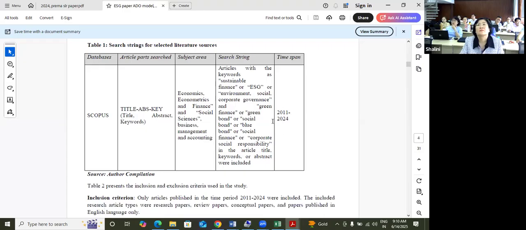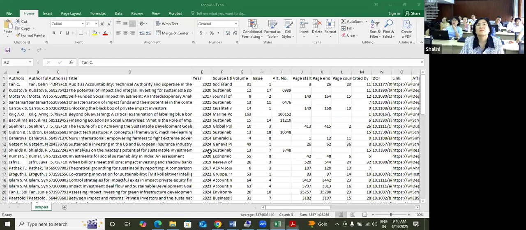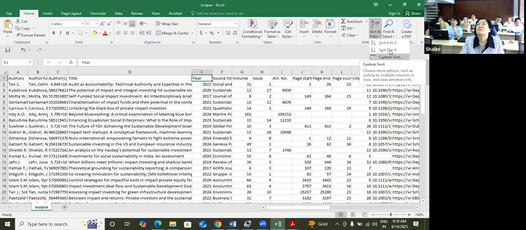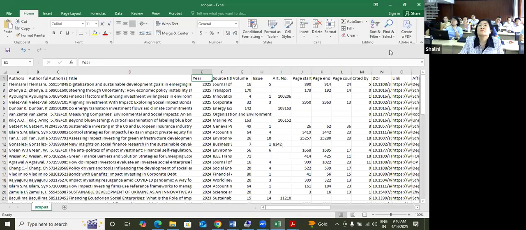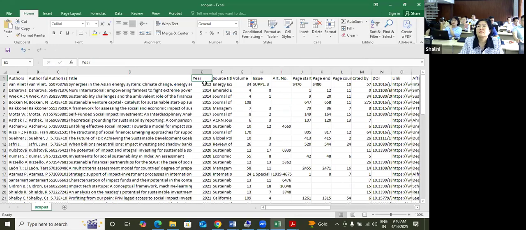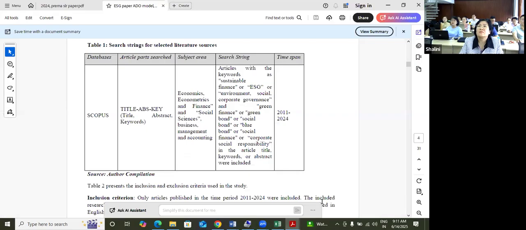And how do you come to know that this is the time period? From this file, you come to know. What you can do is sort it from here, sort from Z to A. You can see from here. Okay, let me sort it A to Z. Are you getting this? So this is one table that we have made in a research methodology section.